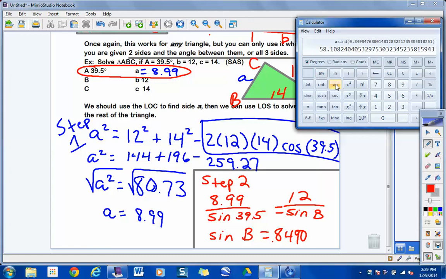Are you guys getting the same? If anyone's punching that in, did anybody get 58.1? I went this times this divided by this, right? And I gave you that decimal right there, right? So I'm going to do the sine inverse of that because we're looking for an angle measure. So I'm going to go sine inverse of 0.8490. Did you get something pretty darn close to this?